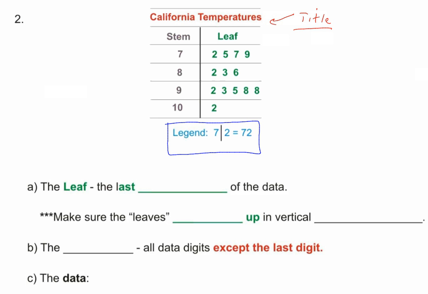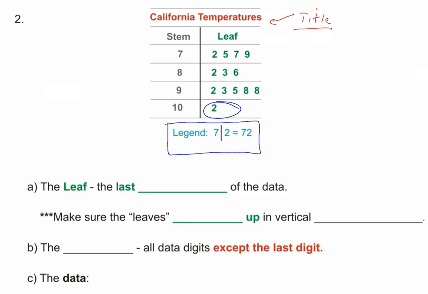See, what this does is tells you how many pieces of data do I have in the 70s. I have 1, 2, 3, 4 pieces of data in the 70s. How many pieces of data do I have in the 80s? I have 3 pieces of data in the 80s. How many pieces of data do I have in the 90s? I have 5 pieces of data in the 90s. And how many do I have in the hundreds? I have 1 piece of data in the hundreds.